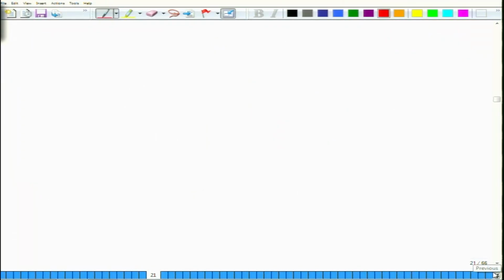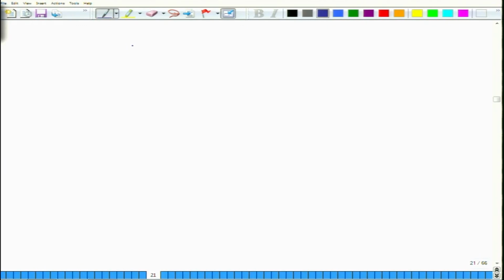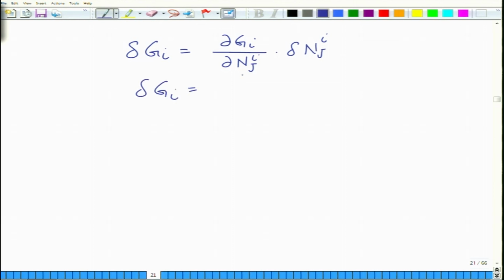Basically what we were considering is we have two phases, phase i and phase k. A small amount of the jth component is transferred from the ith phase to the kth phase. So what we did was, for the ith phase we wrote delta Gi is equal to del Gi divided by del Nji into delta of Nji. This is equal to mu ji into del Nji.